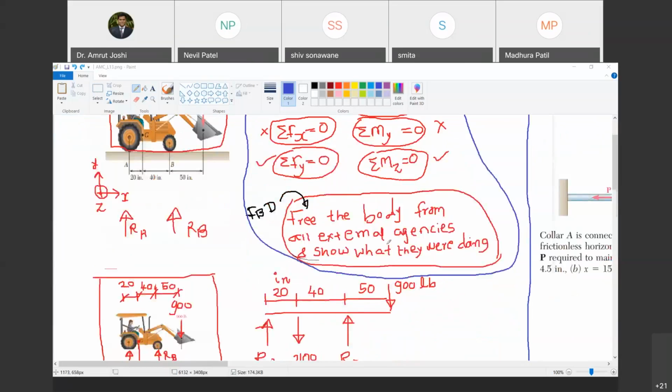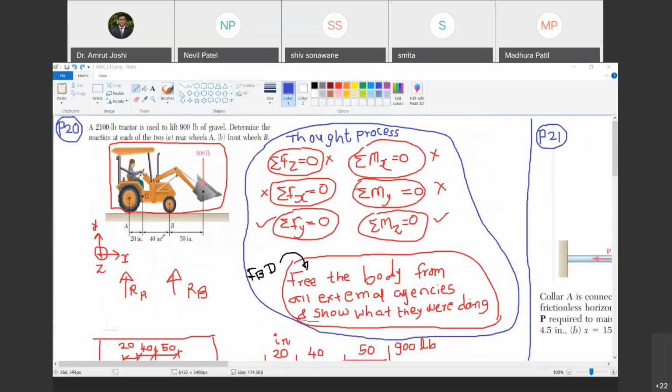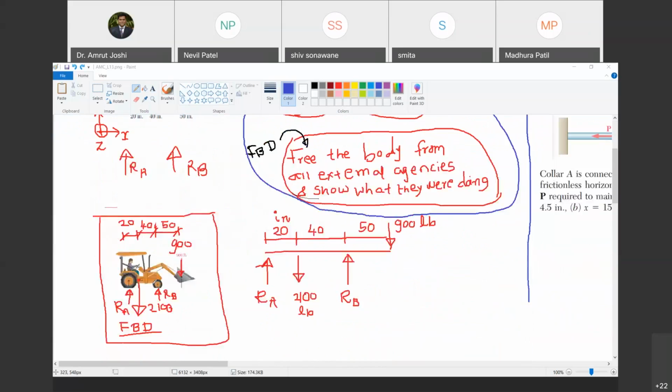Now for this tractor, we have also drawn a free body diagram. If I free the tractor from the external agency called earth, we have to show what the earth was doing. So earth must be applying an upward force reaction at A and B, shown as RA and RB. And the weight of the tractor, that is the gravitational pull exerted by earth on the tractor, is shown at its center of gravity, and that is 2100 lb. Then we have shown all the distances with reference to a chosen reference point.